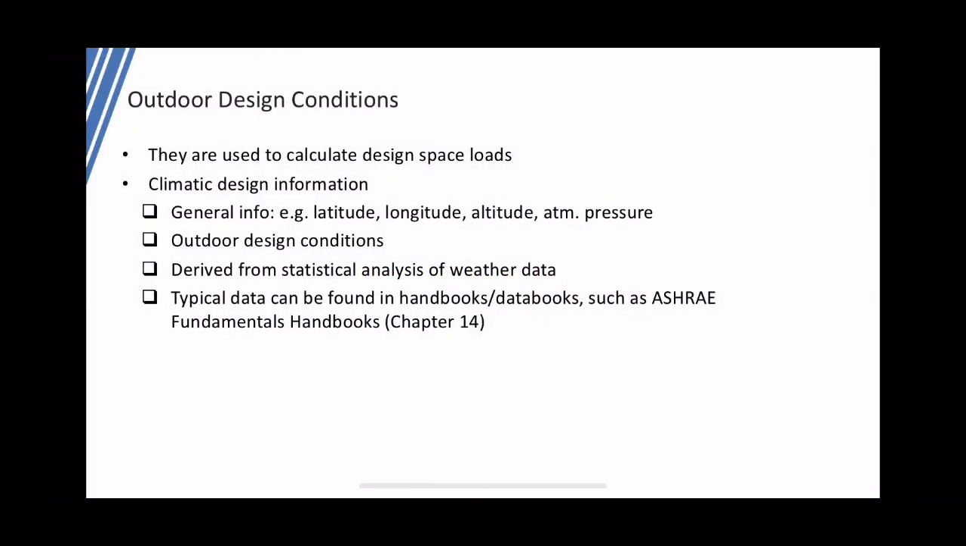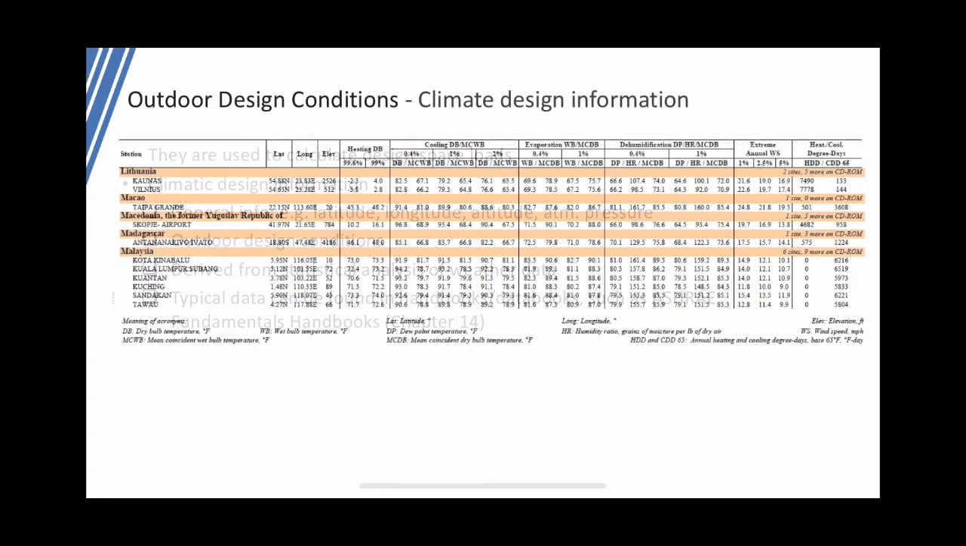Alright, outdoor design conditions are used to calculate the design of space loads. Usually it's climatic design information, where this space is situated, right? Latitude, longitude, atmospheric pressure, and so on and so forth. The outdoor design conditions derive from statistical analysis of weather data. Typical data can be found in books like the ASHRAE handbooks. Also, sometimes you can use an online reference to find the outdoor design conditions.